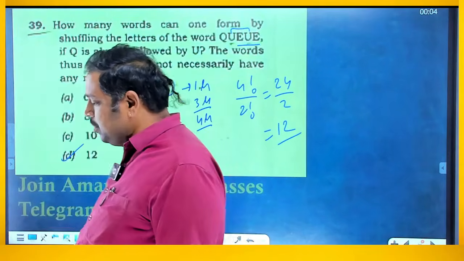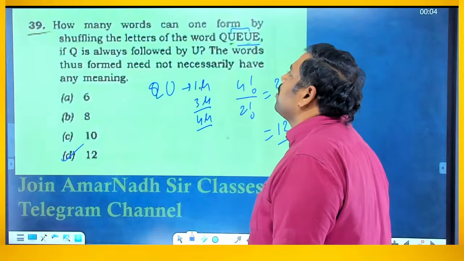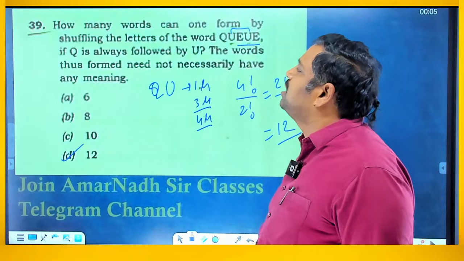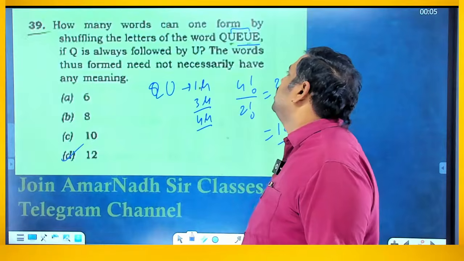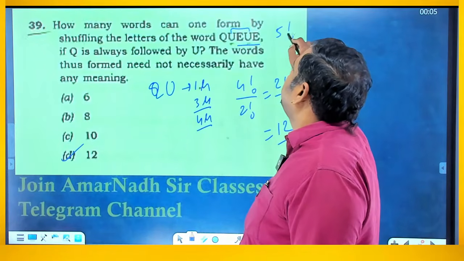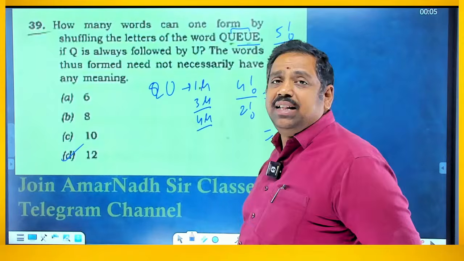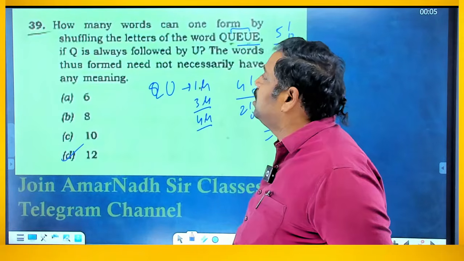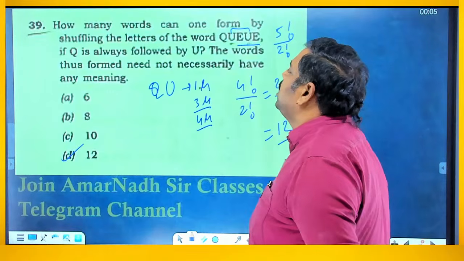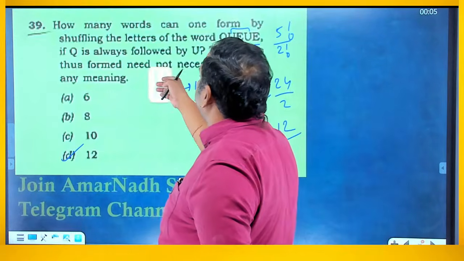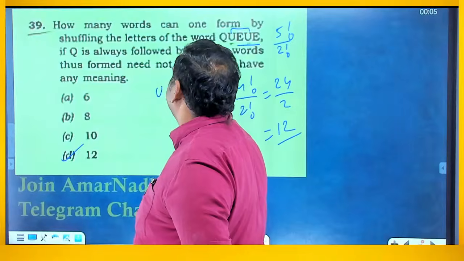How many words can one form by shuffling the letters of the word QUEUE? Normally 5 factorial, since there are 5 letters. In that, U is repeated 2 times, so divide by 2 factorial normally. But in this he is asking that Q is always followed by U. So Q is always followed by U means U, then Q, right or wrong here?